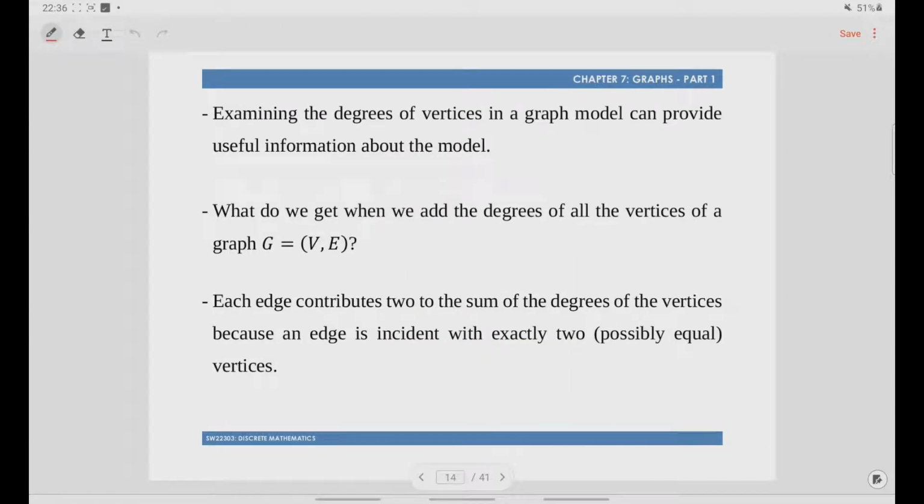Examining the degrees of vertices in a graph model can provide useful information about the model. So what do we get when we add the degrees of all the vertices of a graph G? We have a lot of vertices, so what happens if we add the degree of all these vertices in the graph G? Each edge contributes 2 to the sum of degrees of the vertices, because an edge is incident with exactly 2 vertices, possibly equal.